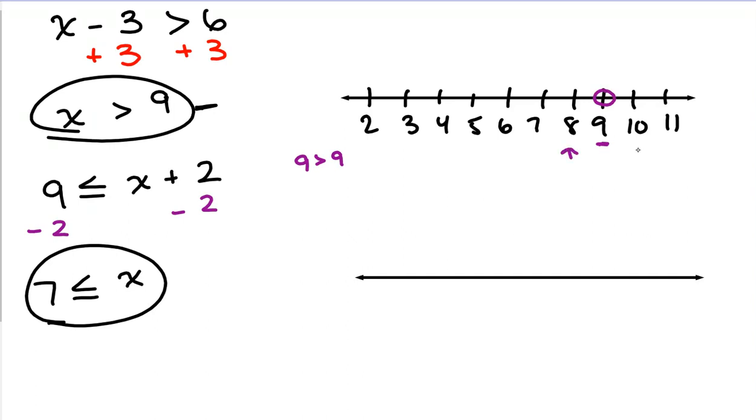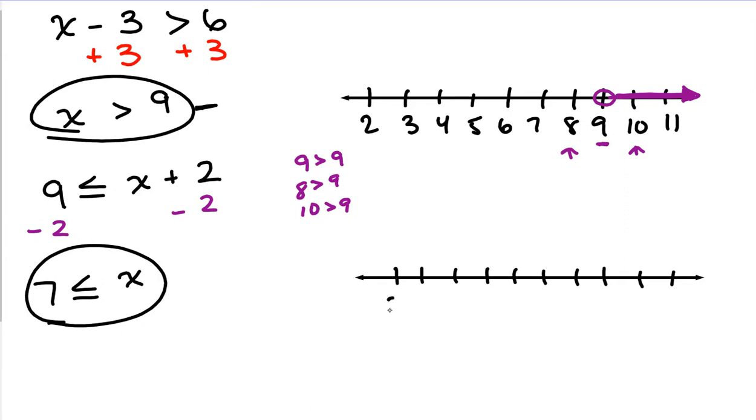Now we're going to test left and right of our number line. 8 is greater than 9. Well, that's not true either. What about 10 is greater than 9? That is true. So we shade towards the 10, going this way to show that 10 and up are solutions of this inequality. Now, what about this one here?